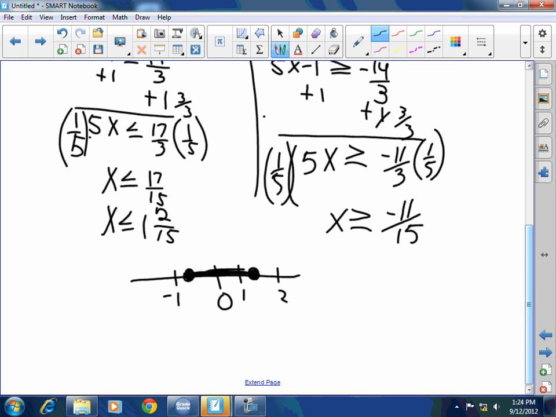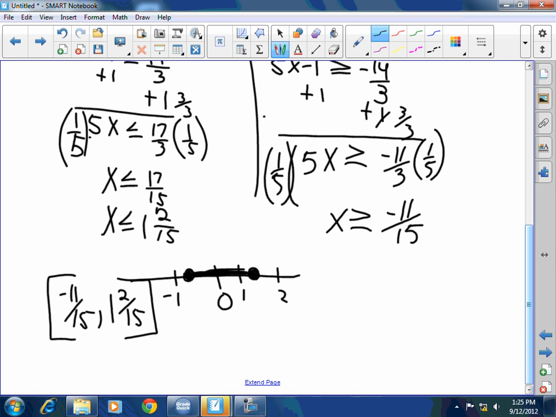How am I going to write this in interval notation? I go small to large: -11/15, comma, 1 2/15, both brackets because they're less than or equal to or greater than or equal to. Yes?